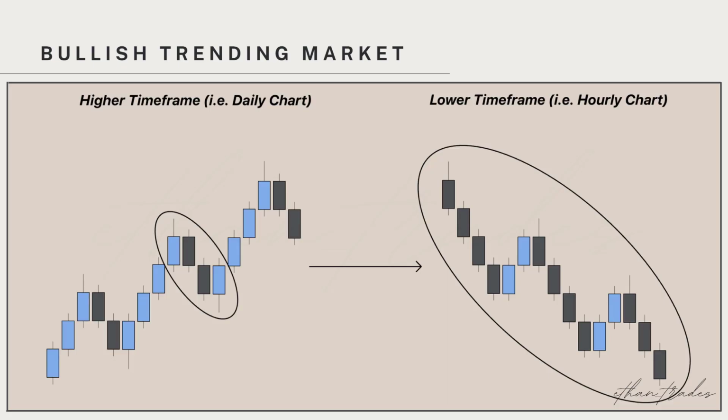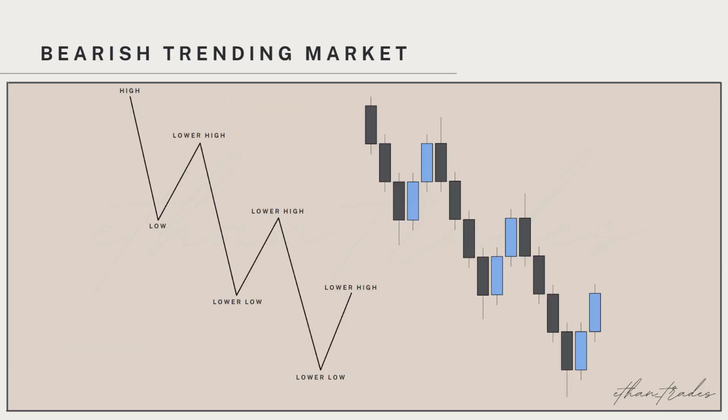So in this example here, I've annotated this uptrend. Let's say it's the daily chart. Then if we were to zoom in on this little pullback right here, this little retracement, if you zoomed into the hourly chart, it would look like a bearish trend of its own. And here is a bearish trending market. Once again, it's a bearish trending market because it is consistently moving lower. A downtrend will consist of lower highs and lower lows.